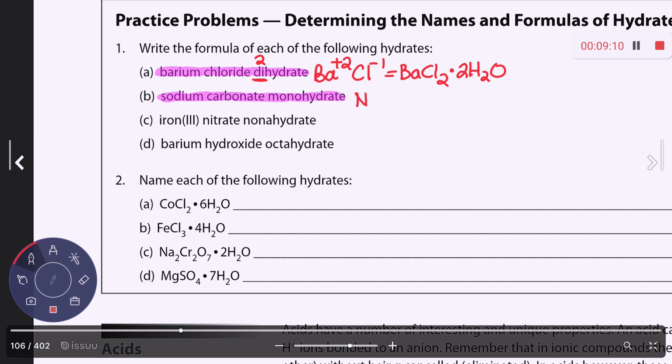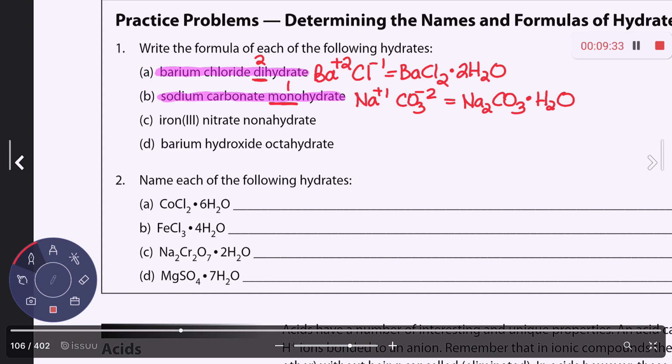For the next one, sodium carbonate monohydrate. Okay, sodium is Na plus 1. Carbonate is CO3 minus 2. This chemical formula would be Na2CO3. Mono means one, so I have one water attached. We wouldn't put the number one in front of the water. You would simply put one water after it, okay?